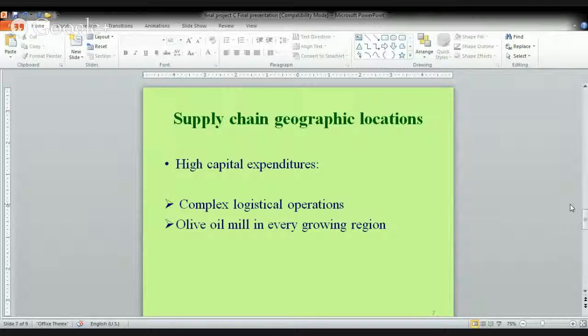Second, according to the Moroccan Ministry of Agriculture and Marine Fishery, following the implementation of the U.S.-Morocco Free Trade Agreement that took place in 2006, Moroccan olive oil is allowed to enter the U.S. duty-free. The value of imports of olive oil from Morocco jumped from 4.1 million in 2005 to 24.2 million in 2006. So these are some of the geographic location characteristics for this supply chain.